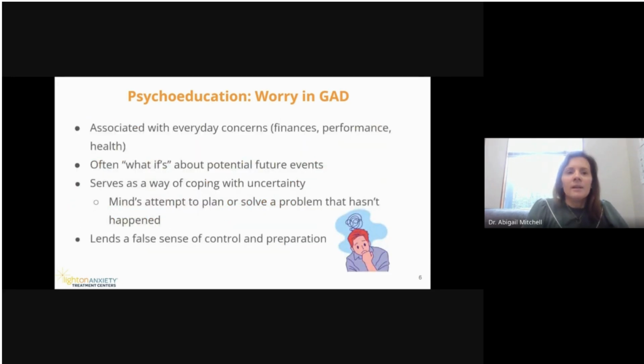So, like I said, people's worries tend to be associated with a whole range of everyday concerns. They often take the form of the what-ifs and the catastrophizing. So they're very future oriented.